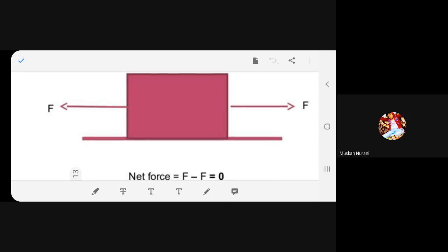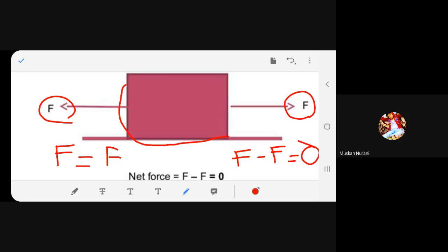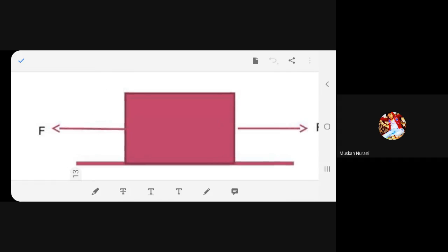Now, here in this condition, this force is equal to this force. F is equal to F, right? So, what is the net force? F minus F. What will it be? Zero. So, when it is zero, this body will not move. The body will not move. See, with the same force it is pulled, so the body is not moving. Have you understood now?